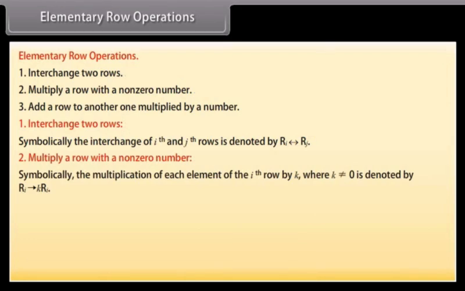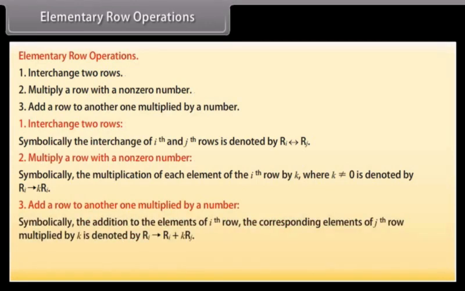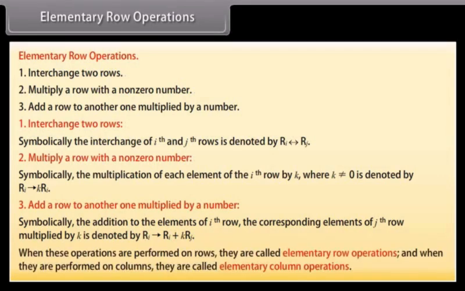Symbolically, the multiplication of each element of ith row by k, where k is not equal to 0, is denoted as given below. Add a row to another one multiplied by a number. Symbolically, the addition to the elements of ith row, the corresponding elements of jth row multiplied by k, is denoted as given below. When these operations are performed on rows, they are called elementary row operations, and when they are performed on columns, they are called elementary column operations.